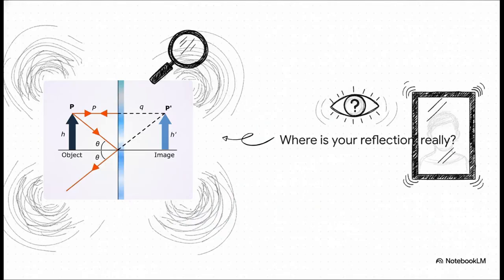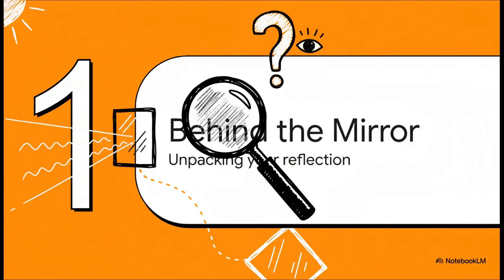All right, so first things first. Where is that person looking back at you? Like, really? Are they on the glass? Are they behind the glass? You know, this one question, it's the key to this entire puzzle we're about to solve together. So, to figure out where your reflection is, we've got to understand what it is first.